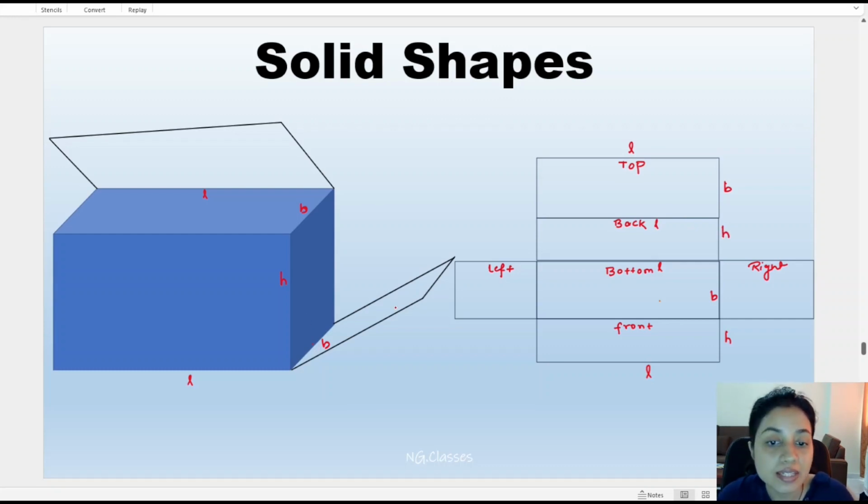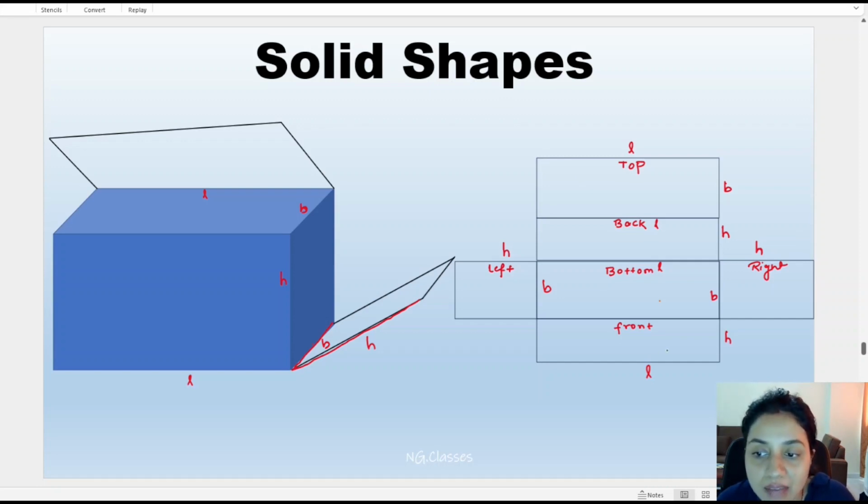Now for the right side, we have one of the sides as the breadth and another side as the height. So we have breadth and height. Similarly, for the left side, we have breadth and height. Now let's write the area of each and every surface.